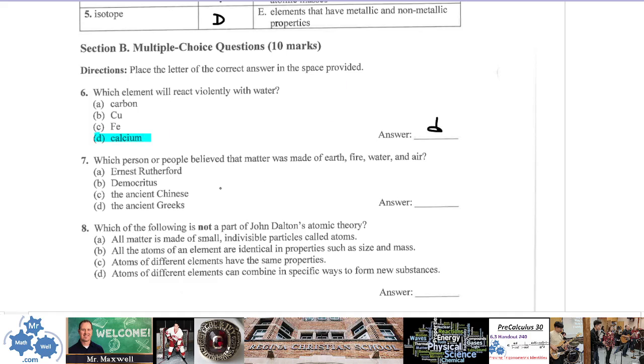All right. Number 7. Okay, guys, I know this is very exciting. Quiet down, please. Thank you. Which person or people believed that matter was made of earth, fire, water, and air? Number 7 is D, the ancient Greeks. Great. Try and keep your negative comments to yourself.